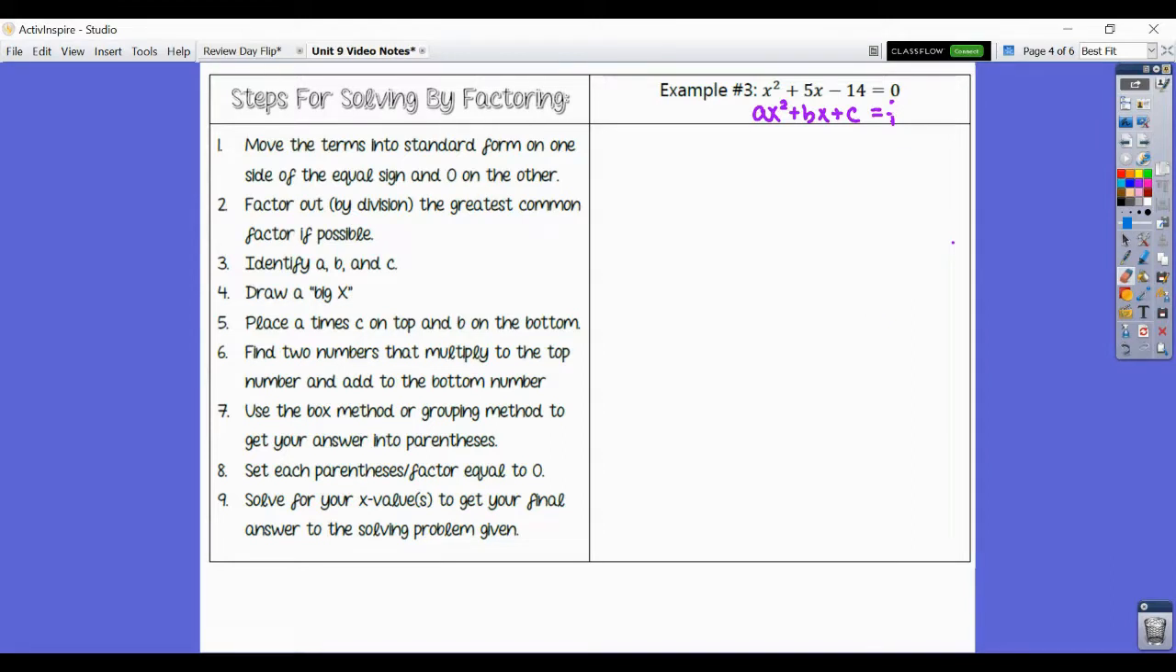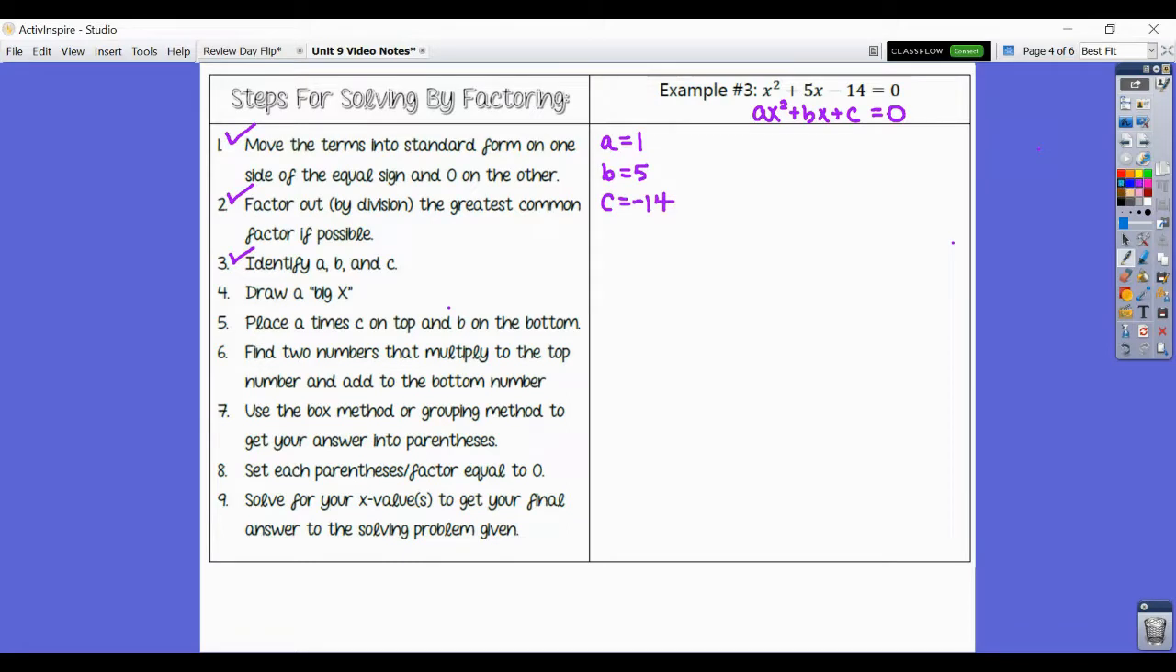So this whole function is equal to 0 now. I'll change out the function notation to 0. So that's already done for our first step. Let's check it off. Second step is we factor out by division the greatest common factor if possible. Well, there's no single number that I can divide from 1, 5, and negative 14, so that's already done because my A is 1, B is 5, and C is negative 14. If they were all divisible by the same number, I would do so, but not in this case.